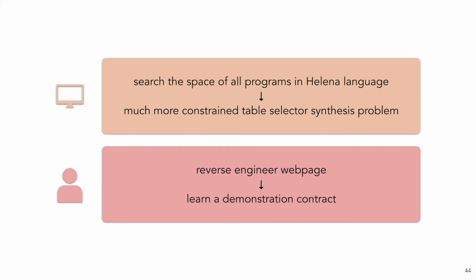For the machine, we've gone from having to search the space of all programs in the Helena language to this much more constrained problem of how to synthesize a table selector from looking at a page and having just seen the interacted nodes. Still a complicated problem, but much simpler than searching all possible Helena programs. And for the human user, in comparison to using traditional web scraping tools where they would have to reverse engineer the web page, all they're being asked to do here is learn a demonstration contract. So that's a much simpler ask.